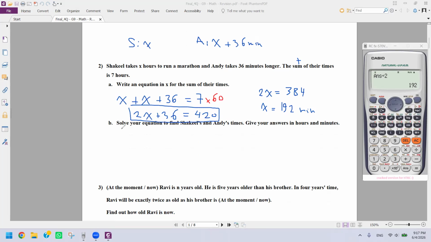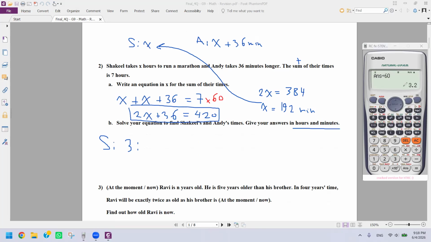Now in part B, it says solve, find their time in minutes and hours. Okay, so x is for Shakil. So x is 192 minutes. We need to make it hours and minutes together. So remember that 192 minutes, to convert it to hours, we divide by 60. So I will get 3 point something, okay? So it means 3 hours. So let me write for Shakil, it will be 3 hours.